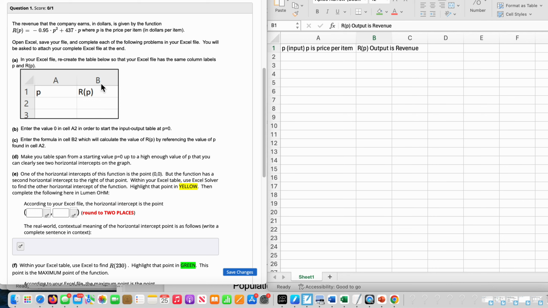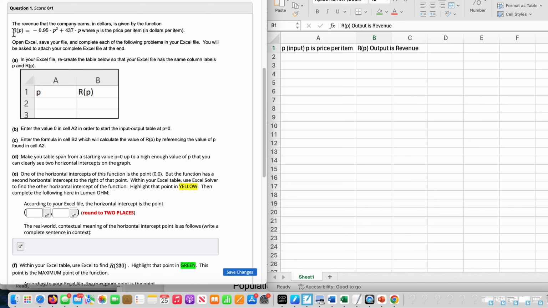Going to do a quick example of the 1.5 quiz. And I have open here, it gives us a revenue function. It says that the revenue that a company earns in dollars. So when we're doing these, units are very important when we're asked to interpret things in the context of a problem. So revenue is given in dollars.